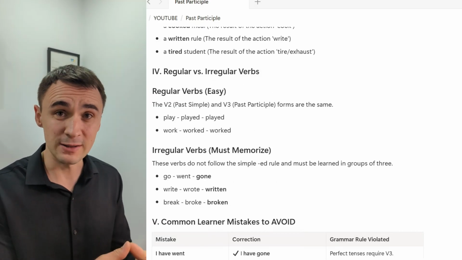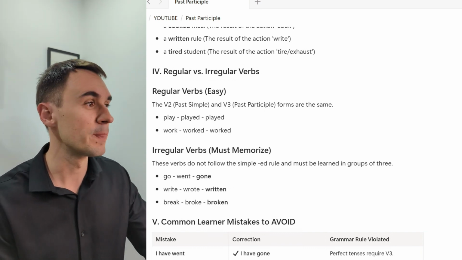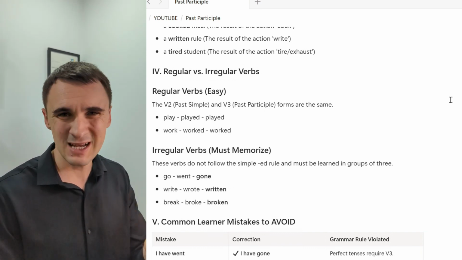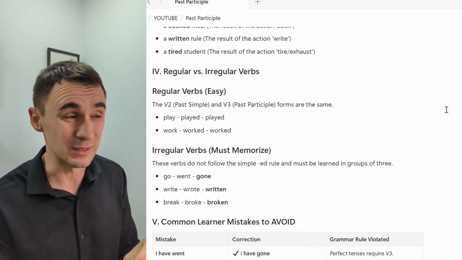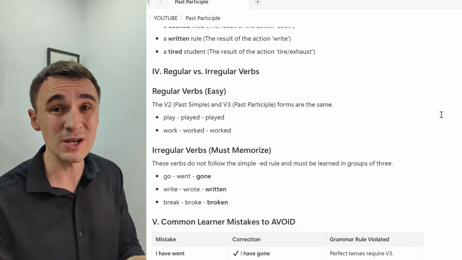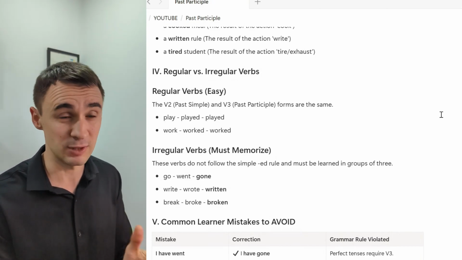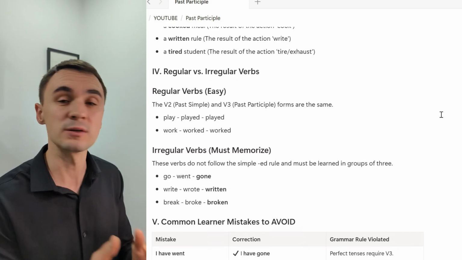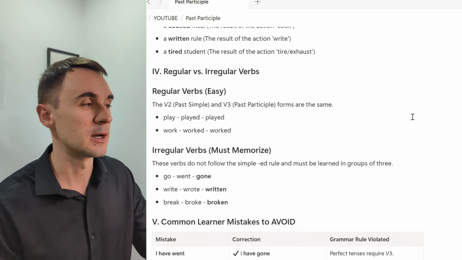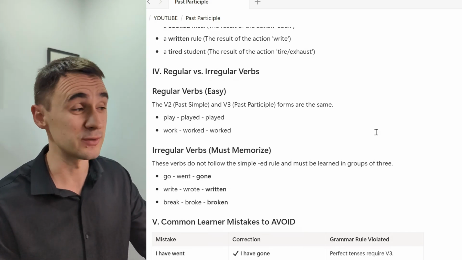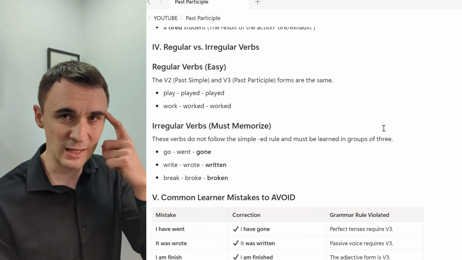Now let's look at the regular and irregular verbs when it comes to these forms, okay? So regular verbs, it's kind of easy, right? The V2, past simple, and the V3, past participle, forms are the same, okay? So for example, play, played, played, right? Then work, worked, worked. Very simple. Add ed and you get that second and third form. Now with irregular verbs, it's a bit more difficult. You have to memorize them.